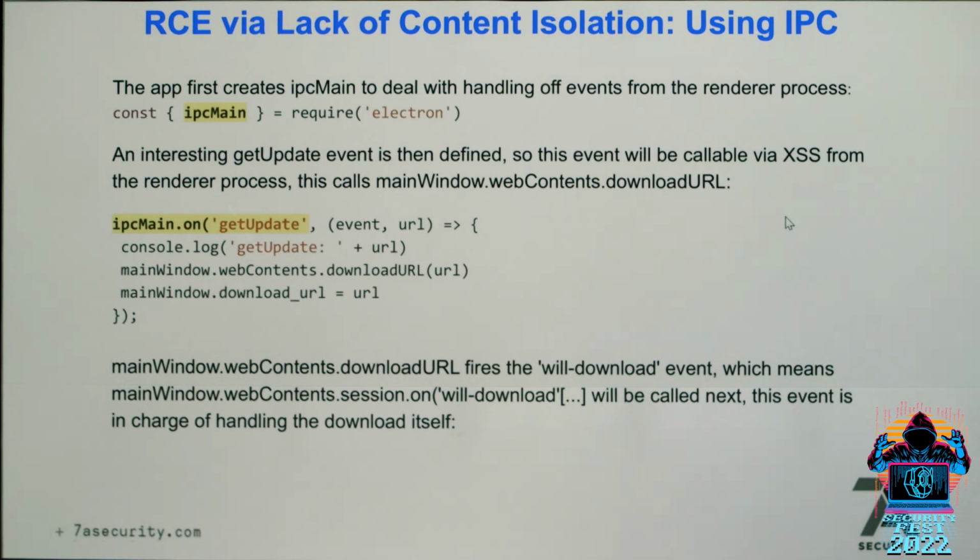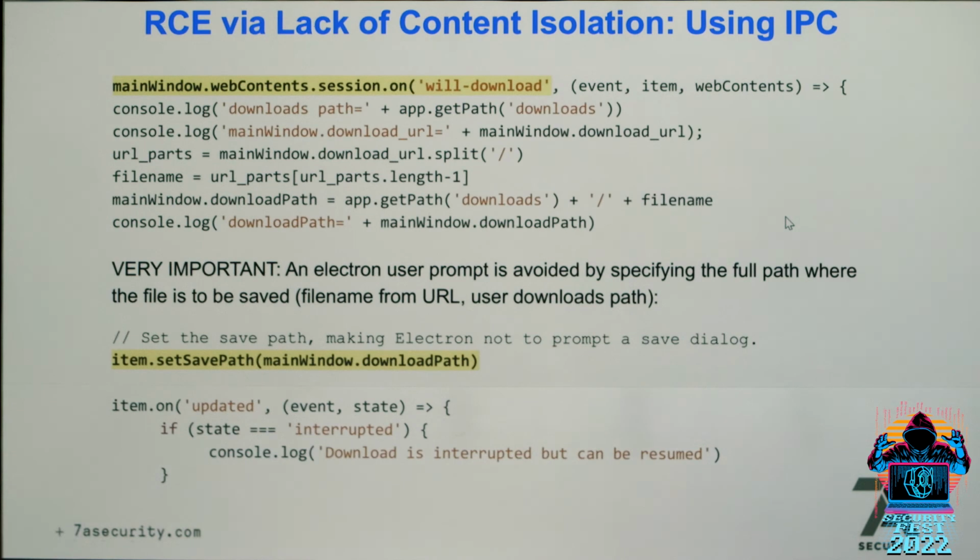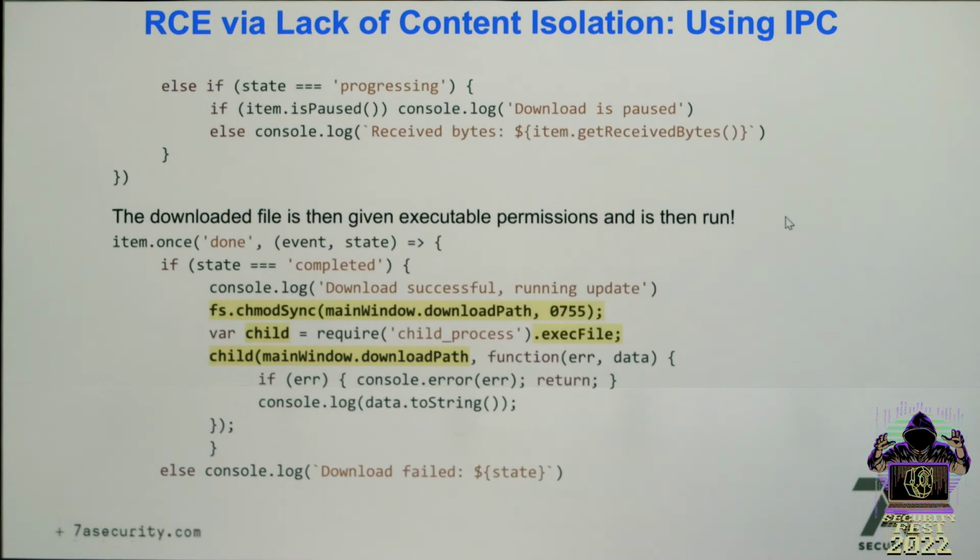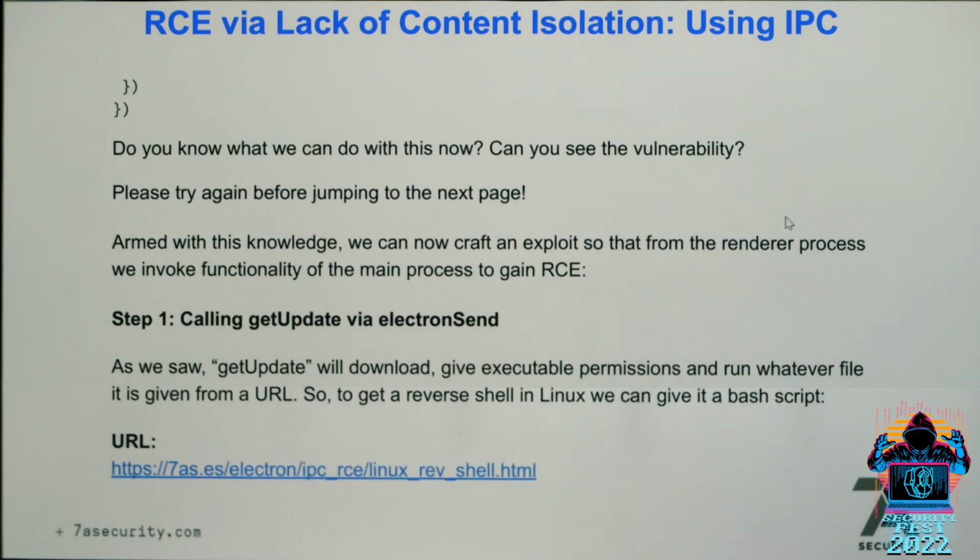So here we have the main process. It's listening for get update. Then it will retrieve the URL. Now in JavaScript, everything is event-based. So there's the event for will-download, then there's the event for when it's done, and so on, right? Will-download downloads the file. Eventually, it is saved into the downloads directory, and then it's given executable permissions, and it will just run it because it's an update that you're supposed to run, right?